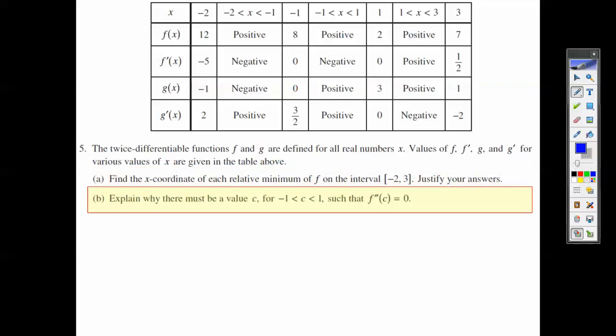Okay? Why must there be a value C such that F double prime equals 0? What's that sound like? The mean value theorem. Oh, now wait a minute. That also sounds like the intermediate value theorem too, right?